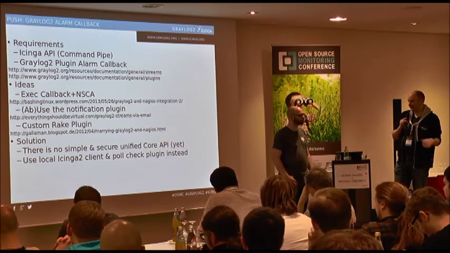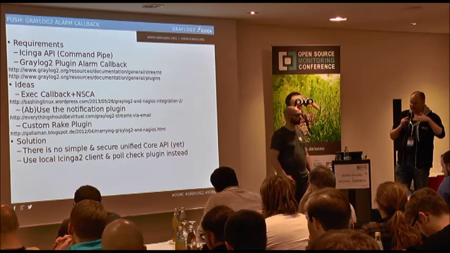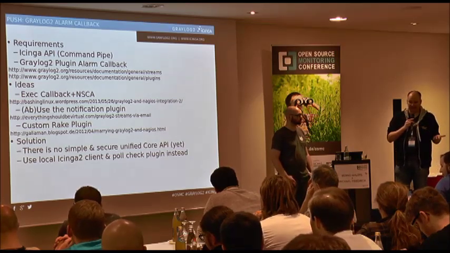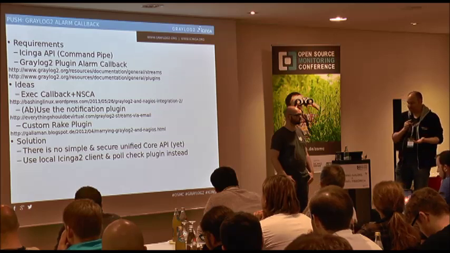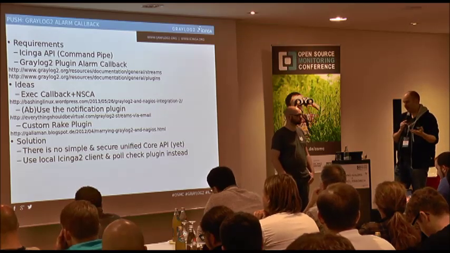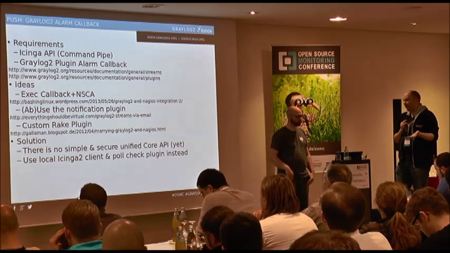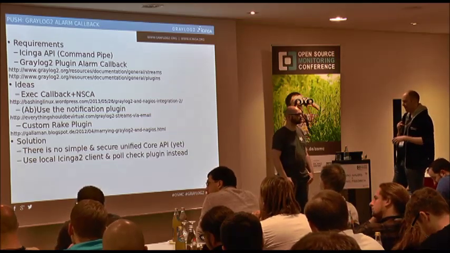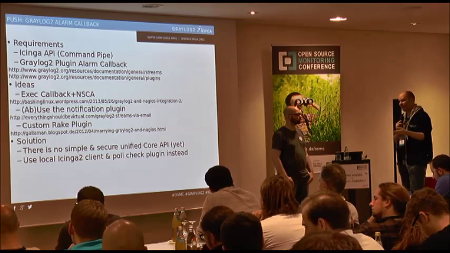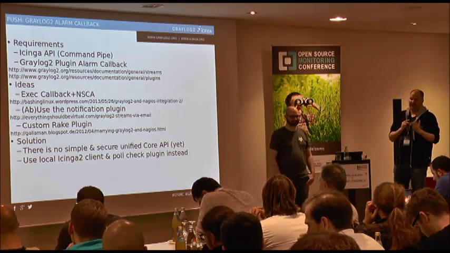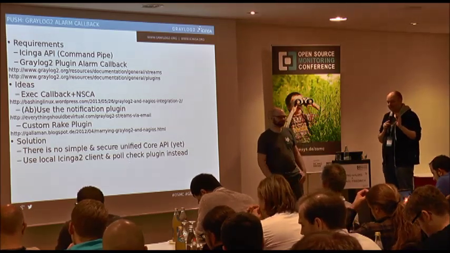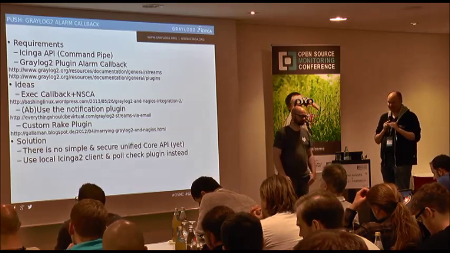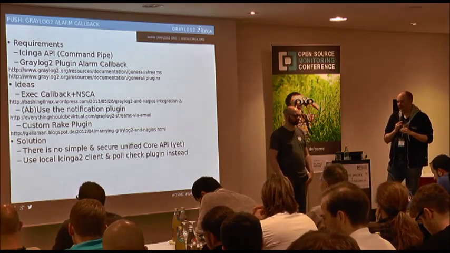So the problem here is if you have an external server for Graylog2, and Icinga 2 or Icinga 1, Nagios, you have no unified and simple and also secure core API yet. So the command pipe and SSH tunnel and stuff like that works somehow, but you do not really want to do that.